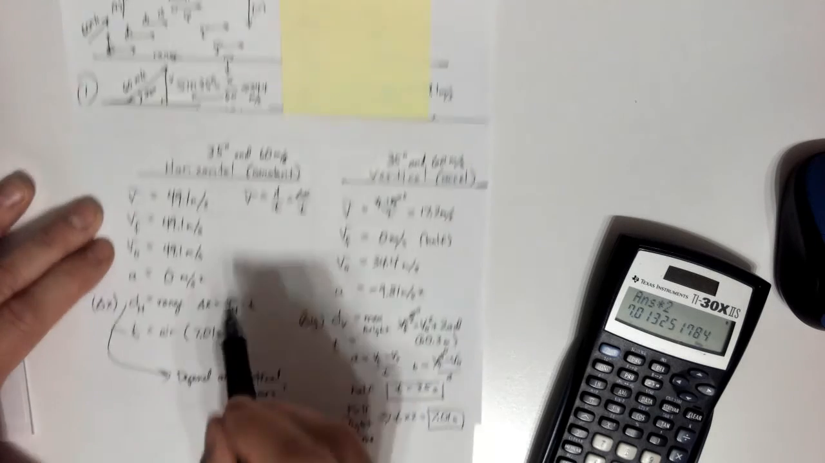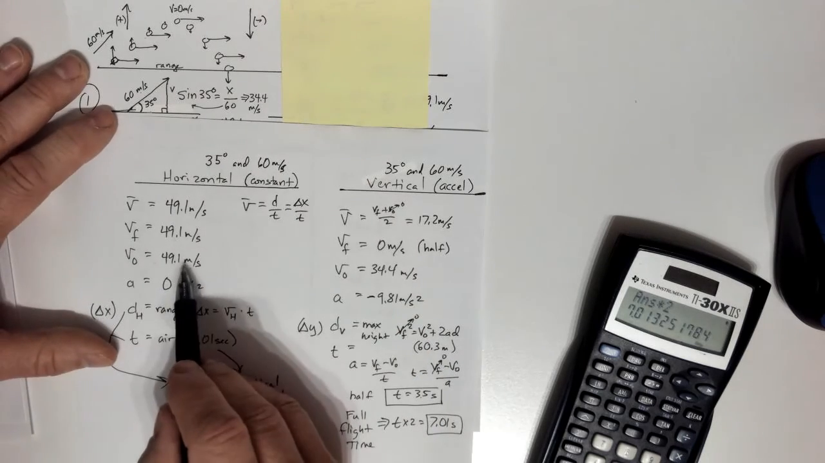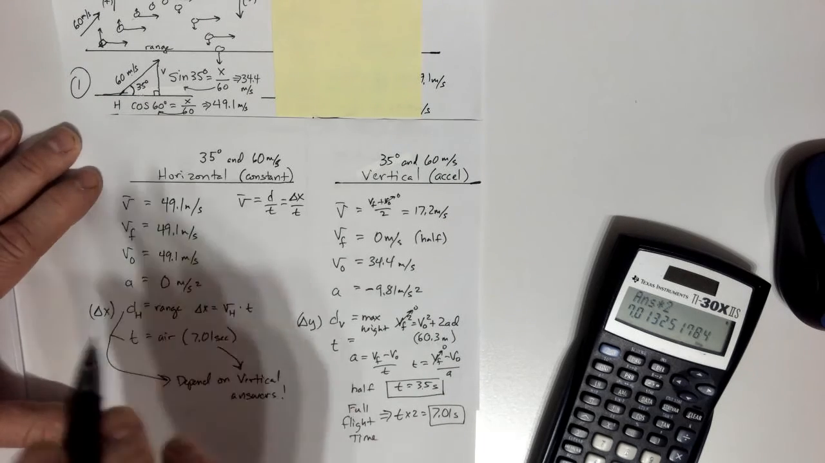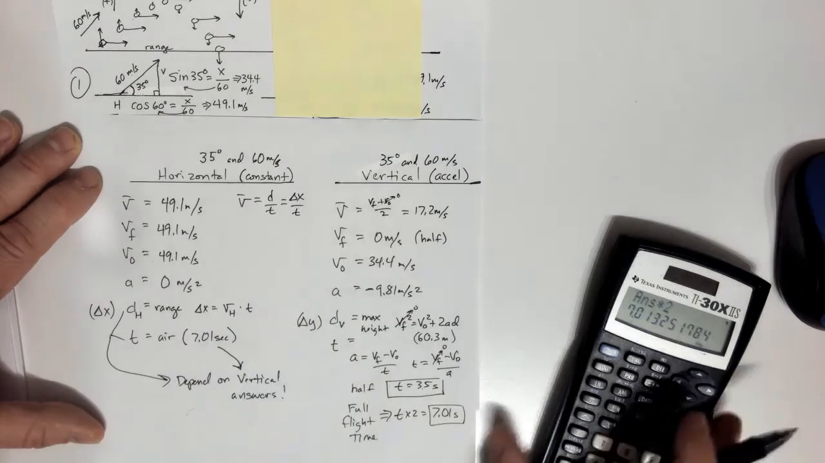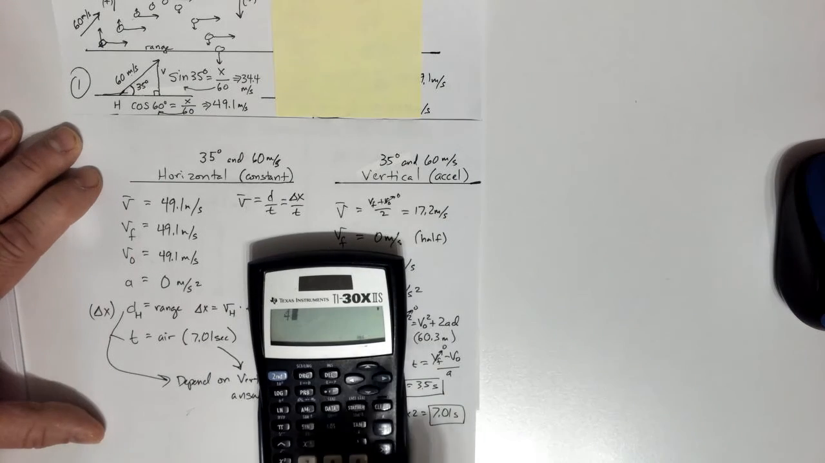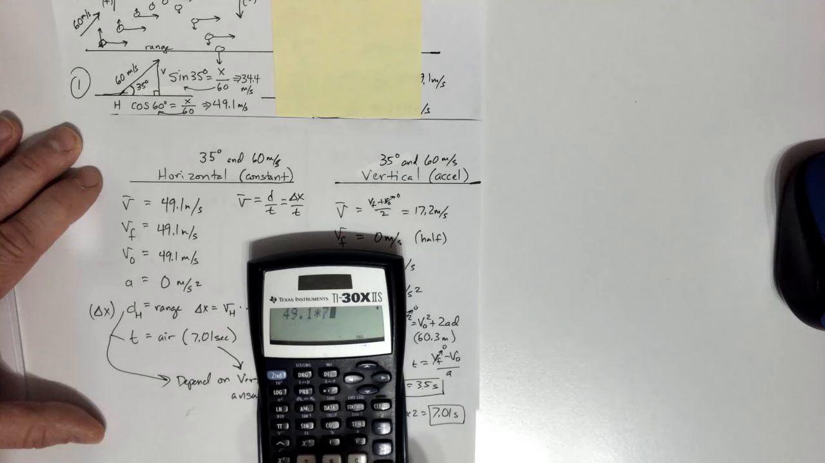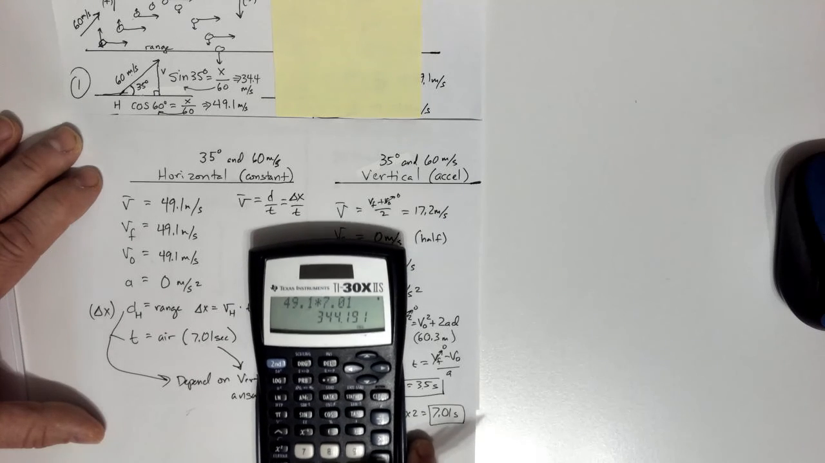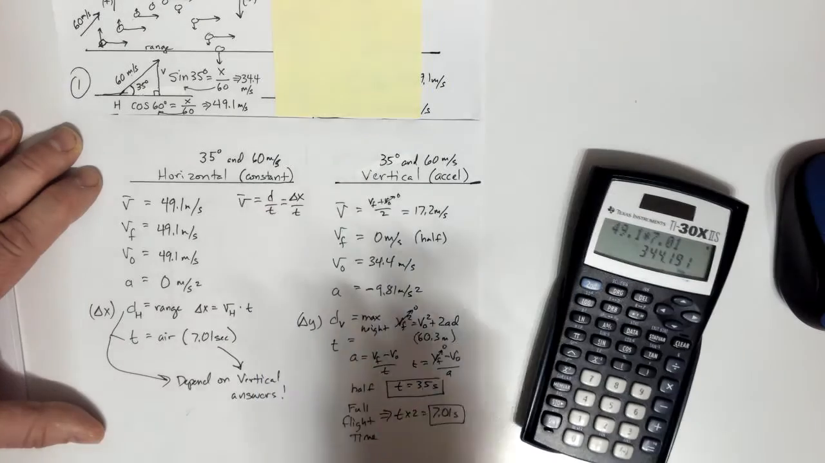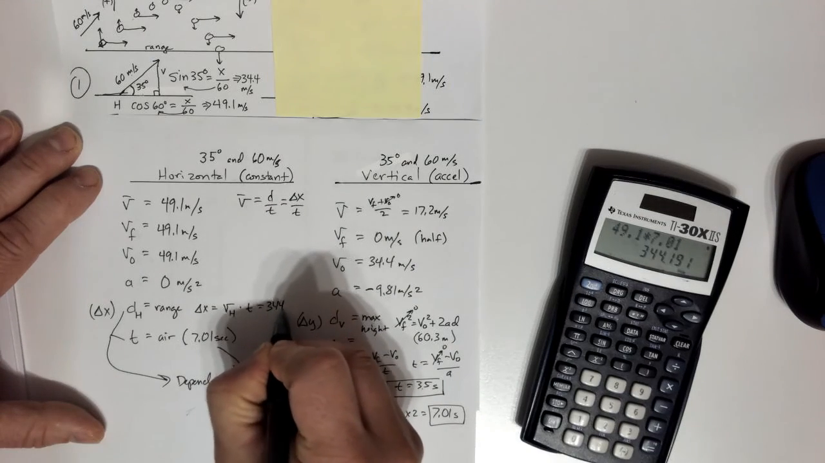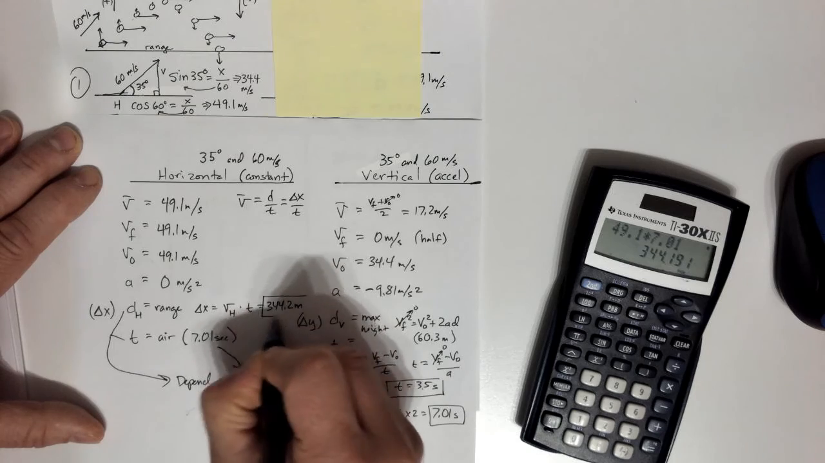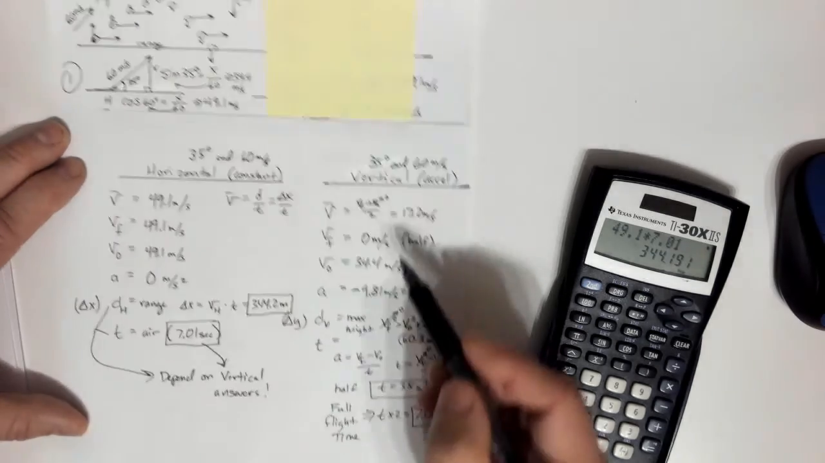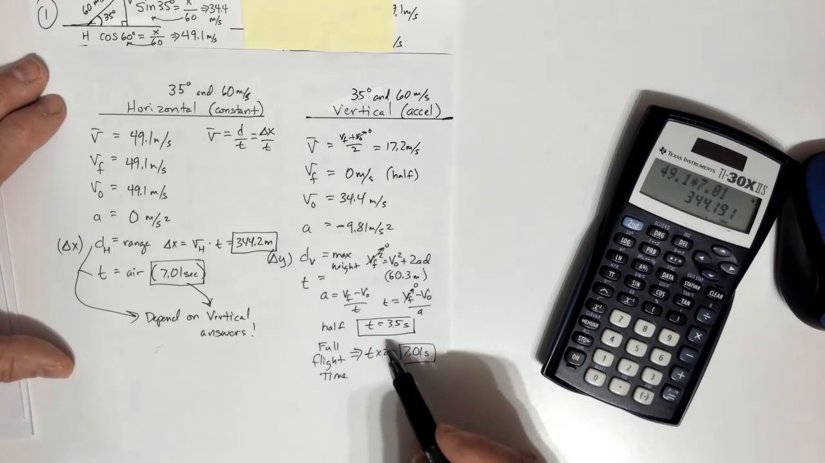So I don't use the vertical speed. I use the horizontal speed, okay? Because that's what it's going. So it's really 49.1 times the 7.01 seconds. And that gives me a distance of 344.2 meters. So now I actually have the distance and the time, but I had to solve this information first over here.